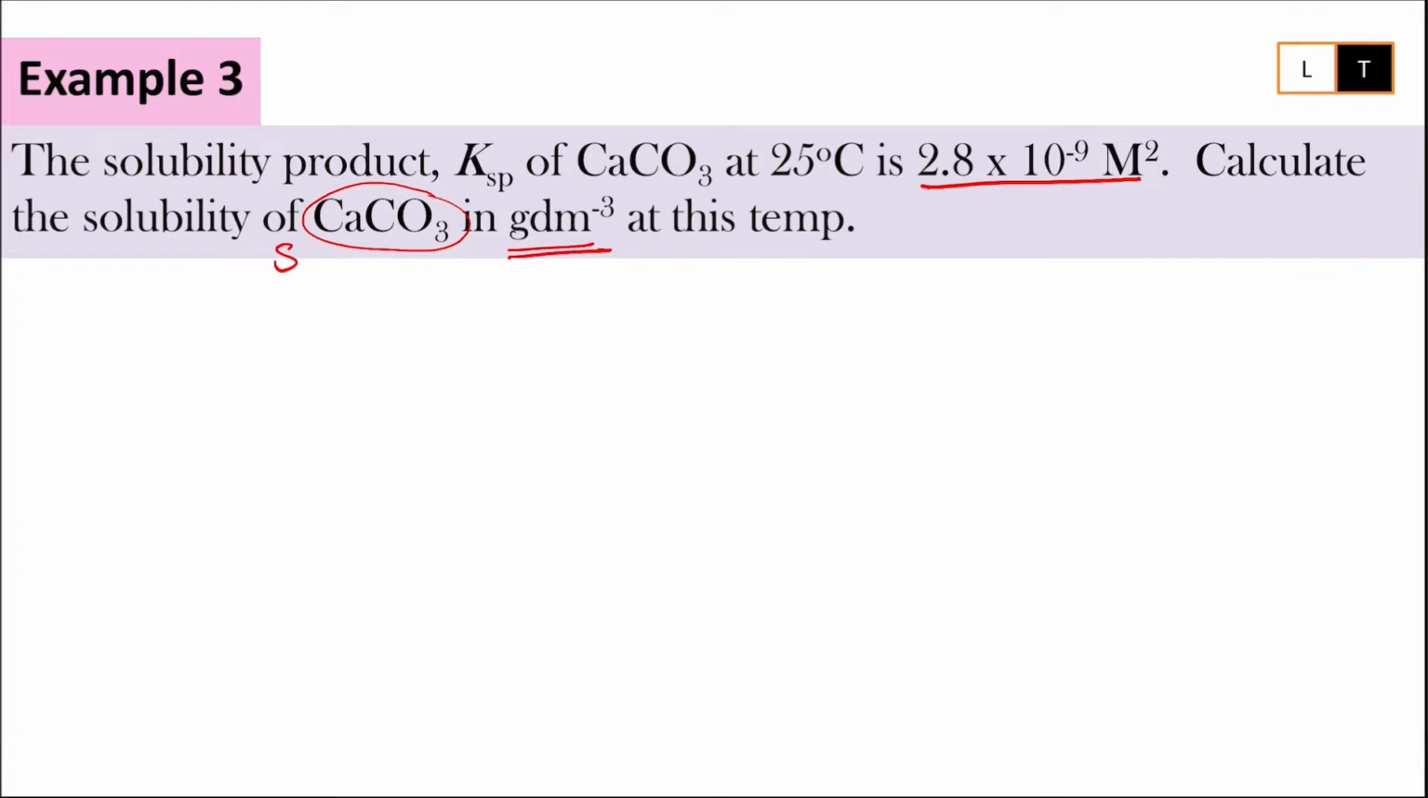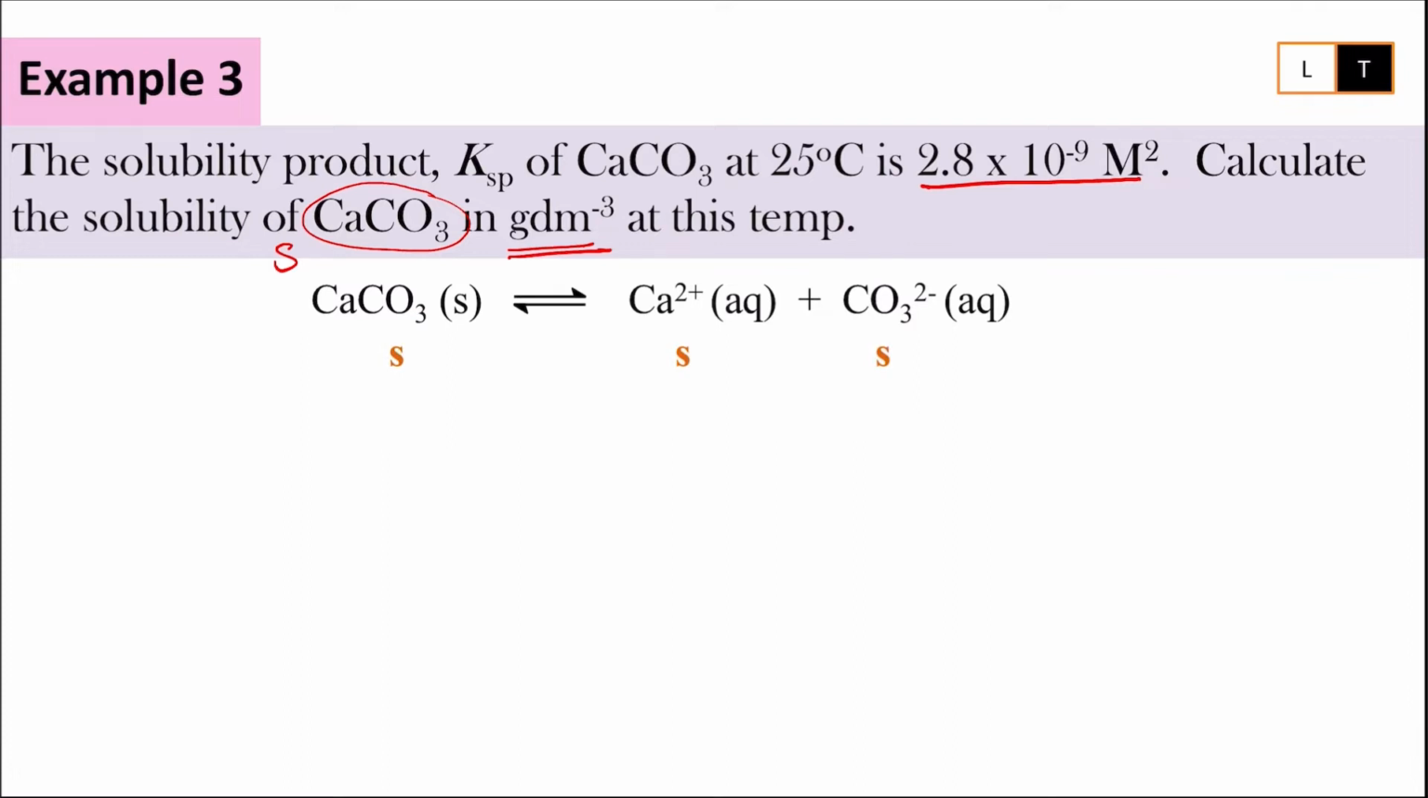Ingat, you have to start by writing the equation. So tulis equation, awak ada CaCO3 solid, wajib solid, and then reversible with Ca2+ aqueous plus CO3 2- aqueous. And then kita akan letak each species sebagai S. So ada 1 S untuk setiap species.